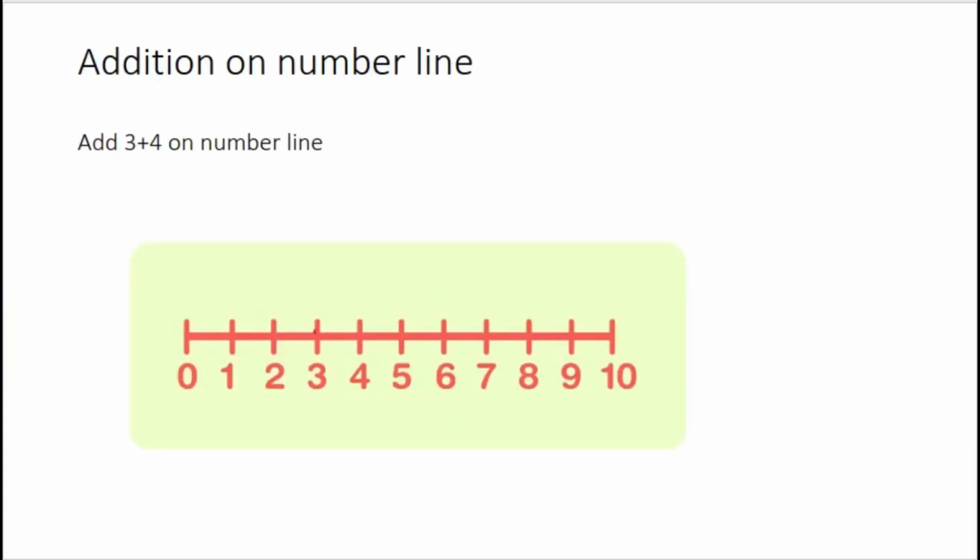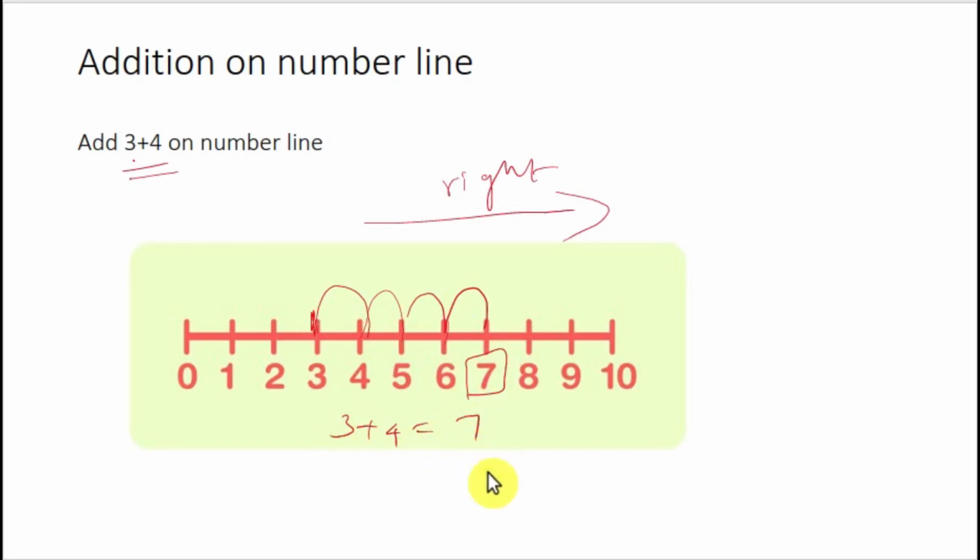Okay, next. Now we are going to add on the number line. 3 plus 4 on the number line. First, we have to go to the place 3. We have to add. Add means we have to go to the right side. When we are adding, we have to go to the right side. How much do I have to jump? 4 jumps, otherwise 4 moves. 1 move, 2 moves, 3 moves, 4 moves. So, what is the answer? 3 plus 4 equals 7.